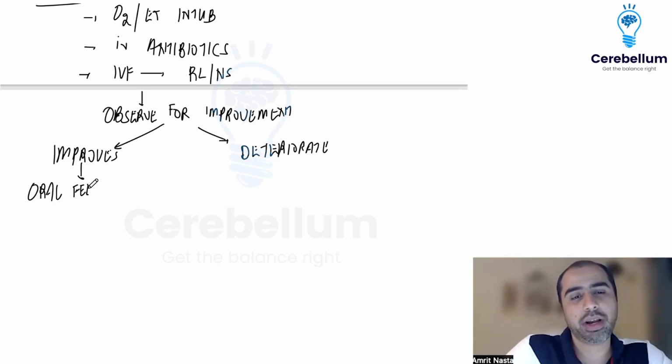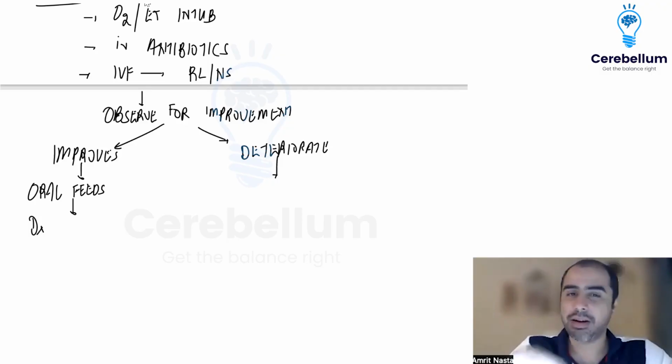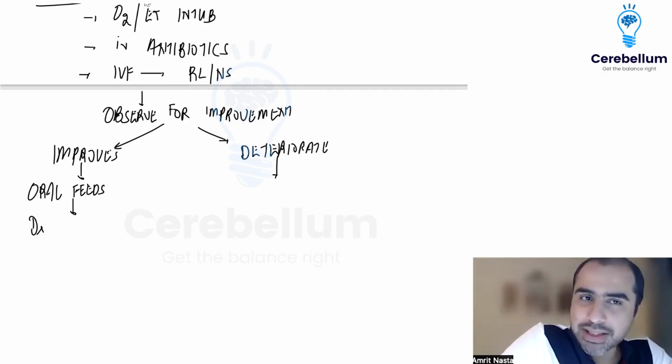Then no need for any IV fluid, anything. Start him on orals, start him on oral antibiotics, discharge. If he deteriorates, what does it mean? Why is he not improving with antibiotics, IV fluids?